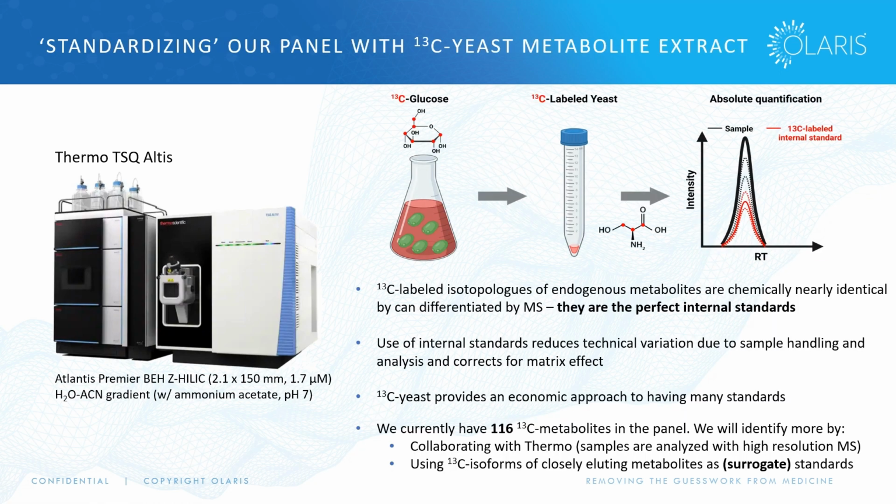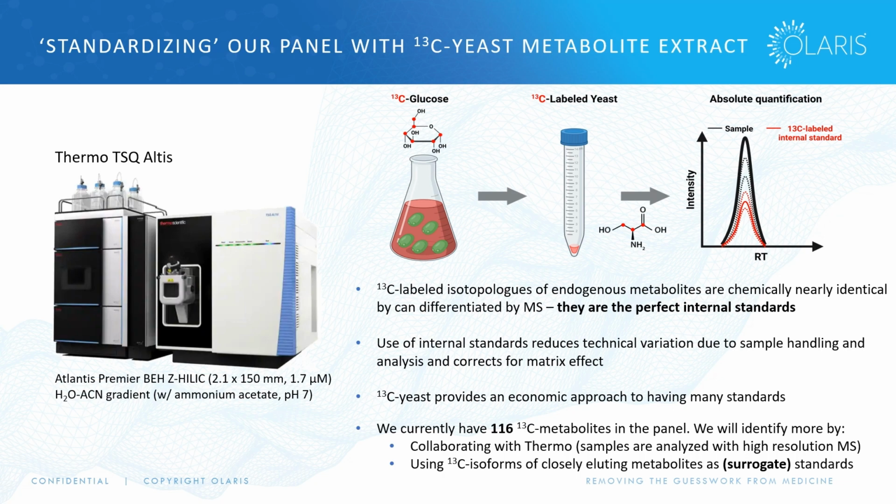So, as I said before, we wanted to have a very accurate and reproducible platform. And so the use of 13C labeled isotopologues of endogenous metabolites, which are chemically very similar to the actual endogenous metabolites but can be differentiated by MS, are the perfect internal standards, which is the gold standard to use if you want to have accurate and quantitative information. And so the use of the internal standards reduces the technical variation due to sample handling and analysis, and also corrects for matrix effects.